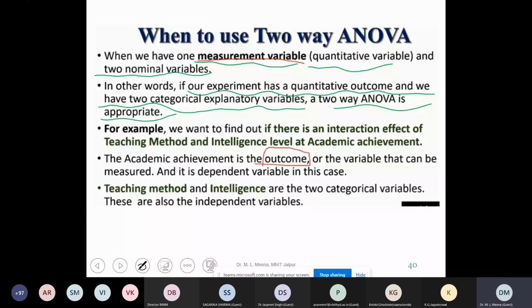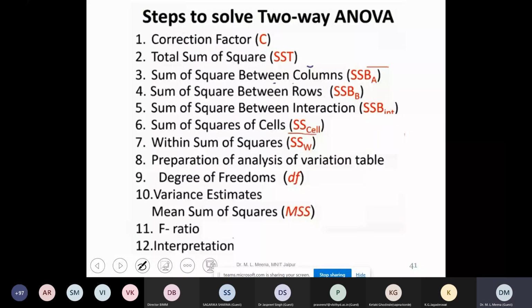For example, we want to find out if there is an interaction effect of teaching method and intelligence level on academic achievement. The academic achievement is the outcome, the variable that can be measured, and it is the dependent variable in this case. Intelligence and teaching methods are two variables, and they are also independent of each other. So these are the steps to solve two-way ANOVA.